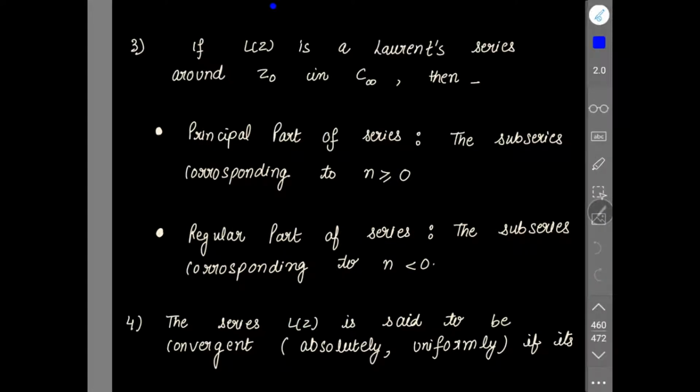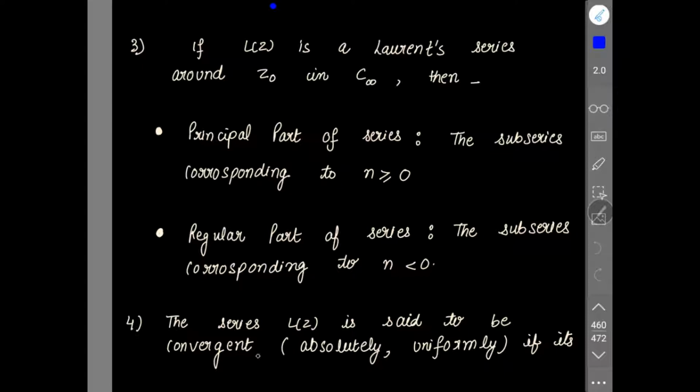If L(z) is a Laurent series around Z0 or infinity, which means in the extended complex plane, then the principal part of the series is the sub-series corresponding to n greater than or equal to 0. For the positive values of n including 0, we are having the principal part of the series. And the regular part of the series is the sub-series corresponding to n strictly less than 0. That will be the regular part.